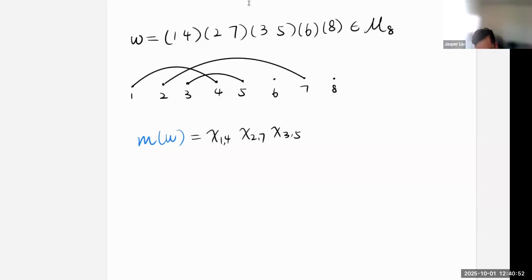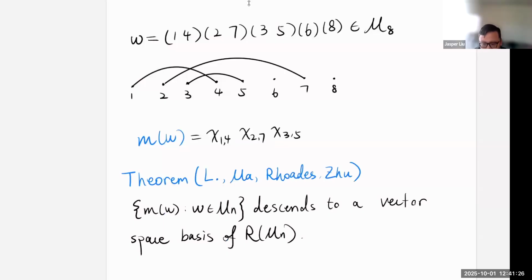Here's what we'll do. If we have an involution, we will draw its corresponding matching. And we will take the monomial, called the matching monomial, that records this matching. So 1 is matched with 4 because it's just a 2-cycle (1 4). I will just take x_14 that records it, and similar for other cycles of length 2. Our theorem is that these matching monomials become a vector space basis for the orbit harmonics quotient.